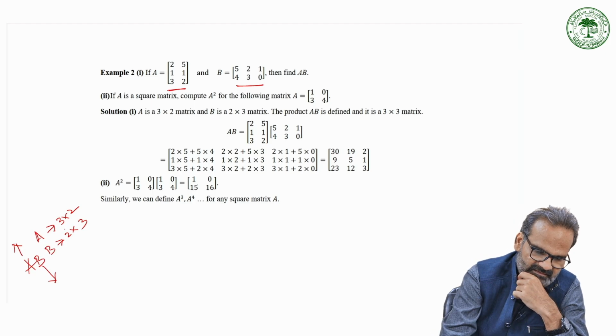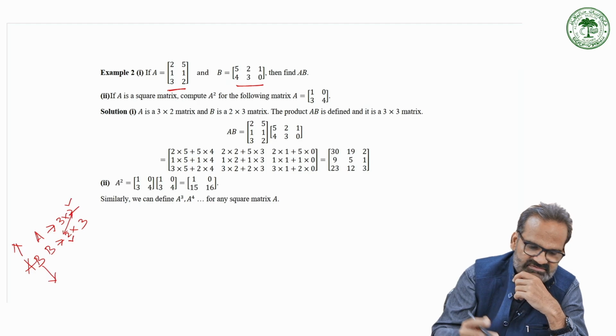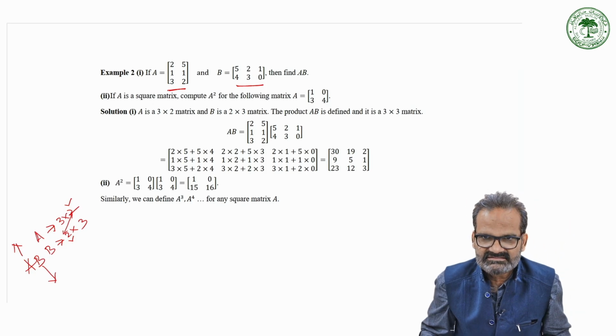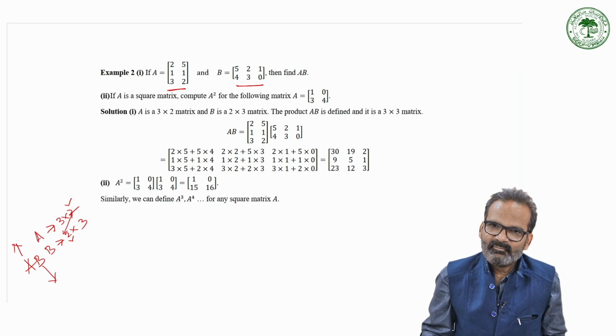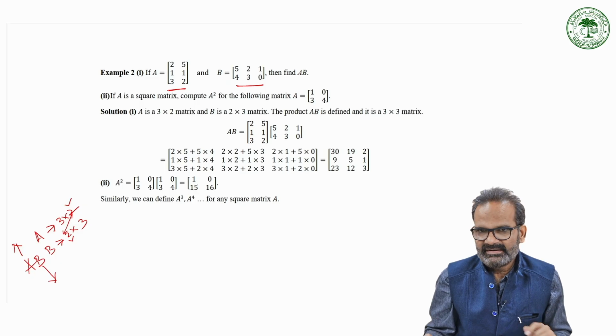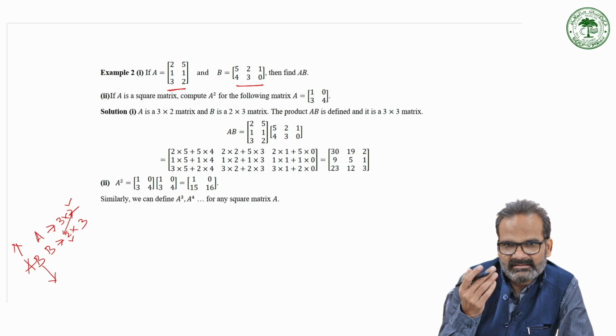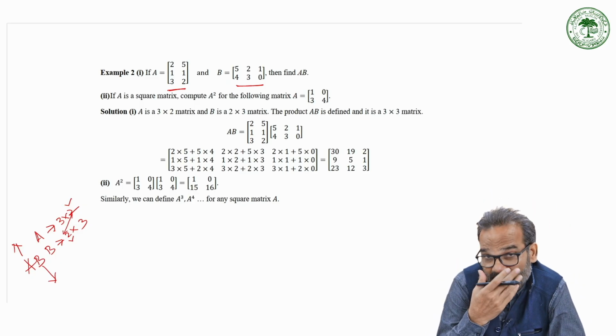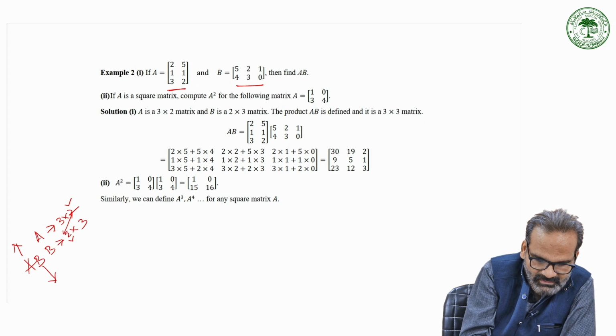So what is the condition? The condition is this: A contains 2 columns and B contains 2 rows. So the condition of the product is satisfied. We can multiply A and B to find the product AB. The next question is what? What is the order of the product? And I have told you the order of the product is 3 by 3, right?